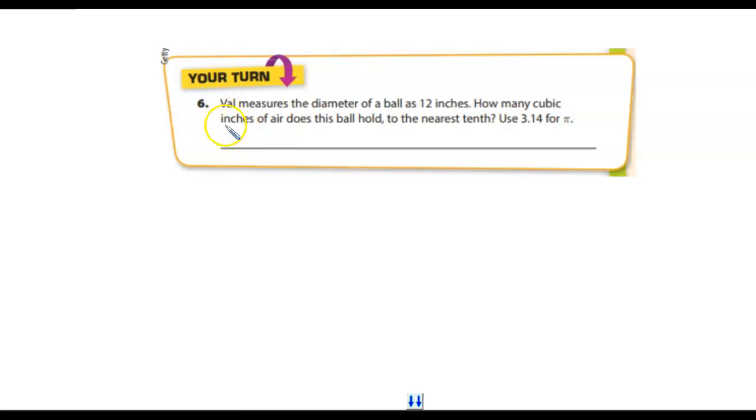If I were to find the volume of this ball, it's a 12-inch diameter, how many cubic inches of air does this ball hold? Round it to the nearest tenth and use 3.14 for pi. And I'd like for you to go ahead and do that now. So I cubed 6 and multiplied it by 3.14, then multiplied that by 4 and divided by 3. I got 904 and 32 hundredths. I need to round to the nearest tenth. So that means that my answer is going to be 904 and 3/10 cubic inches.